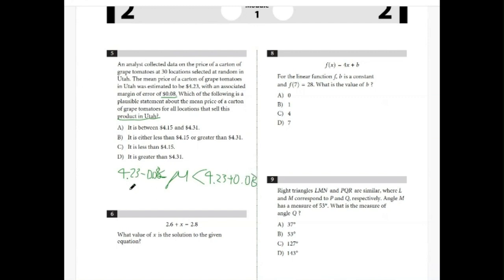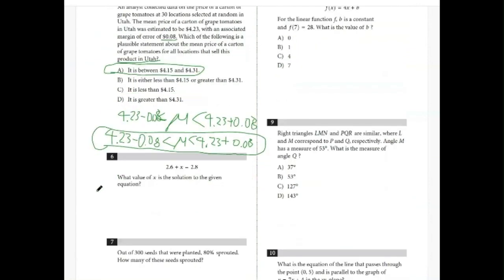So I'll write it again here, 4.23 minus 0.08, 4.23 plus 0.08. Sorry for the messy handwriting above here. So I can say that answer choice A, it is between $4.15 and $4.31, is correct. You need to look for this relationship here.